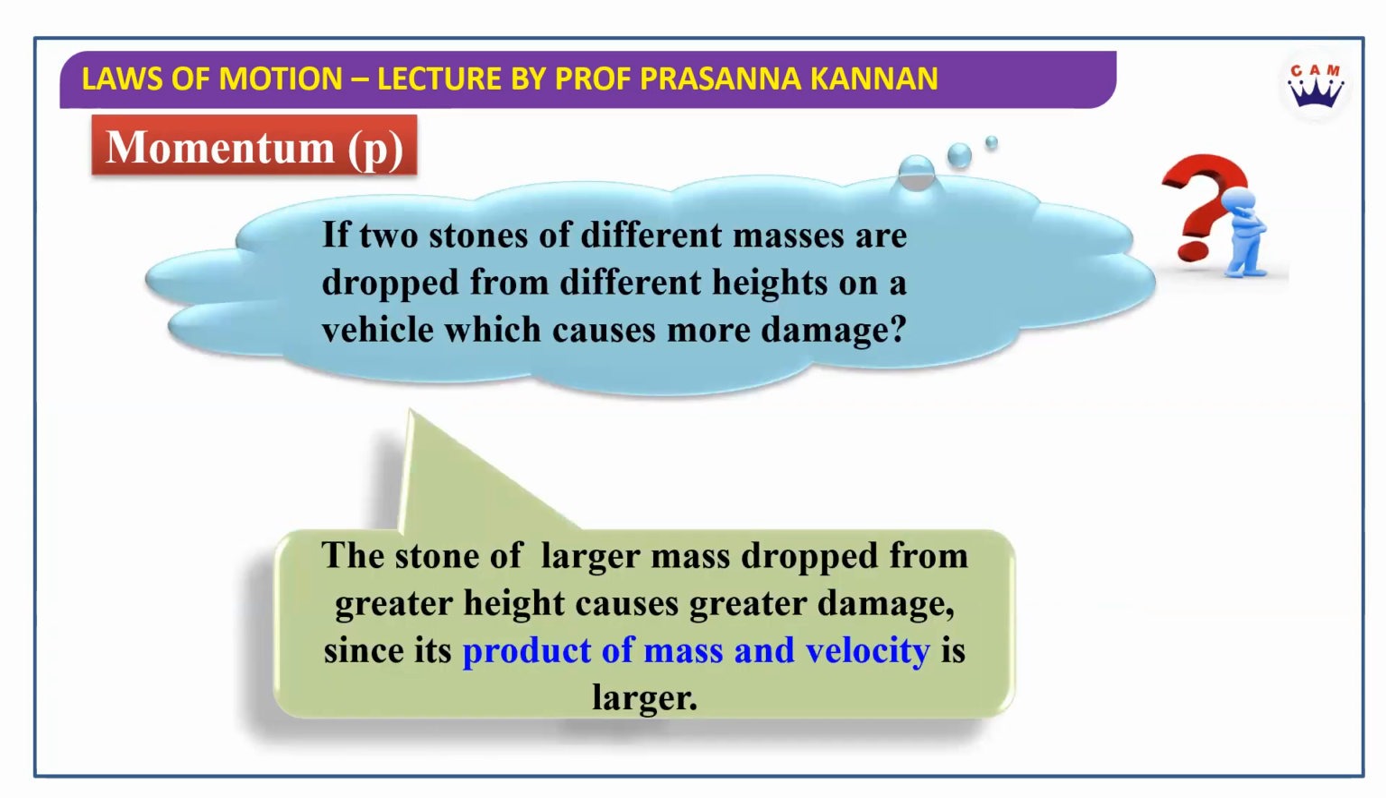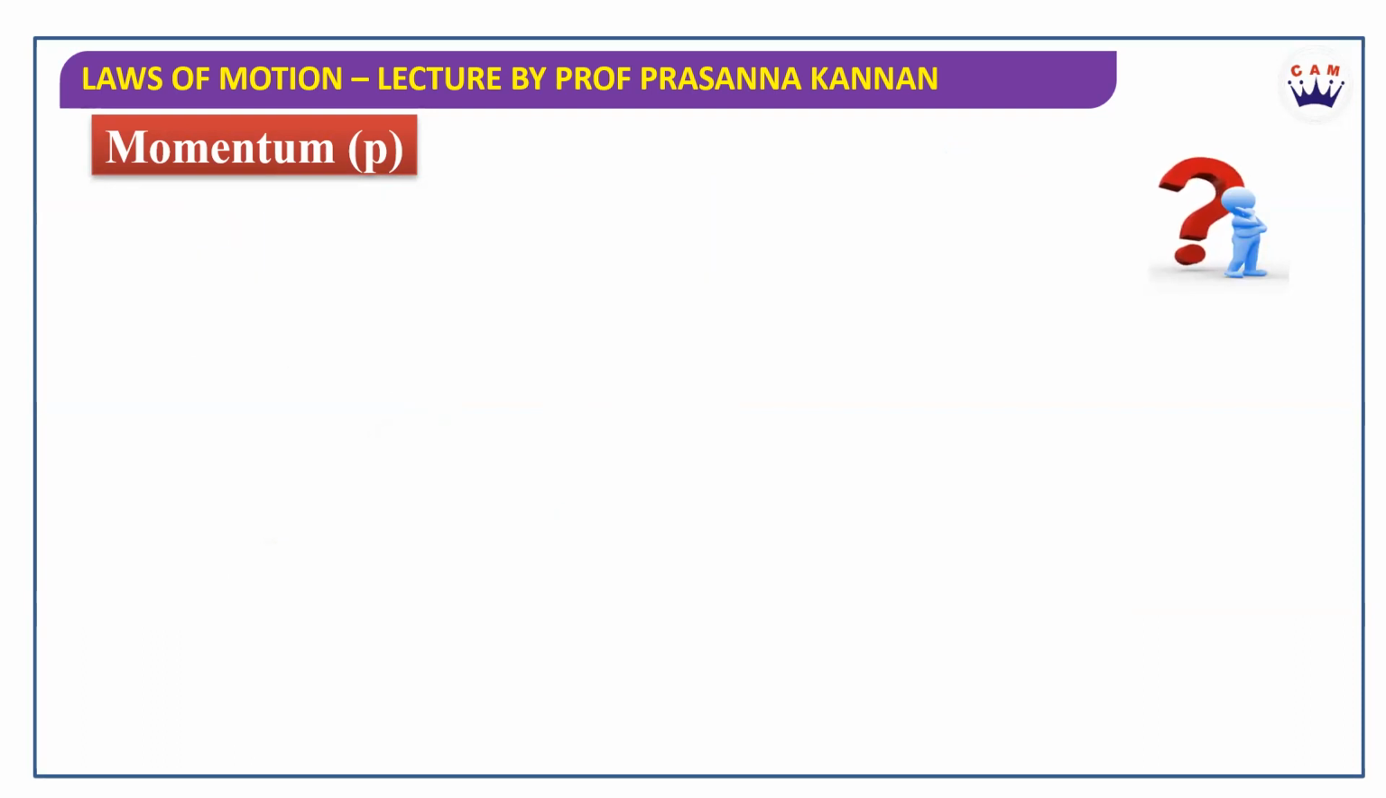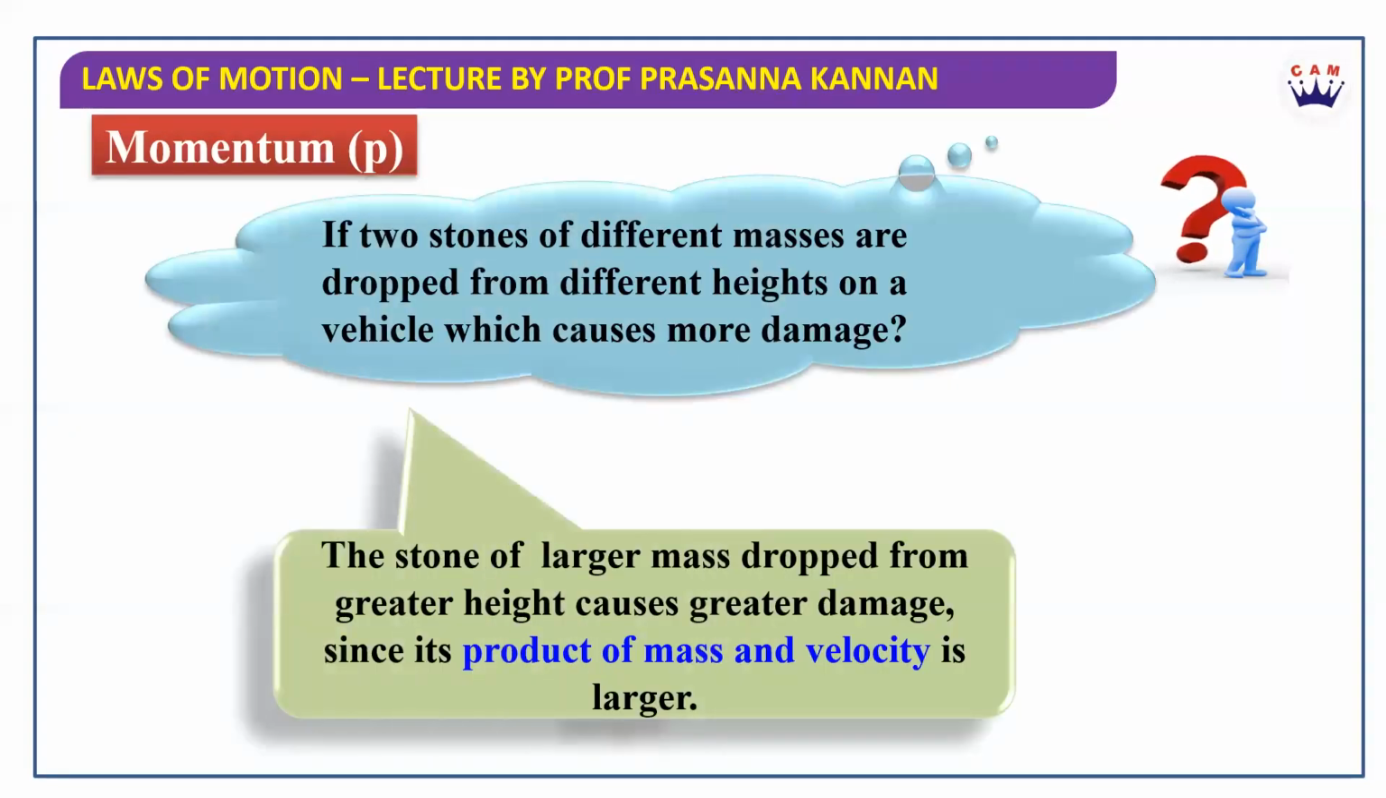If two stones of different masses are dropped from different heights, what will happen? Whichever has the larger mass and is dropped from the larger height, you should calculate both. Greater the mass, greater the height from which it is dropped, greater will be the impact. Basically, M into V, that's it. The stone of larger mass dropped from greater height gives maximum damage because MV is maximum for that.